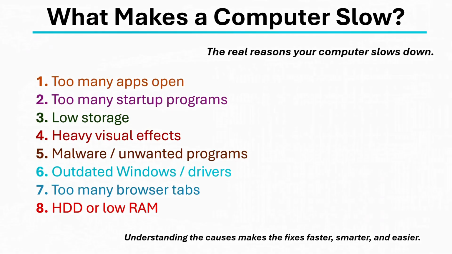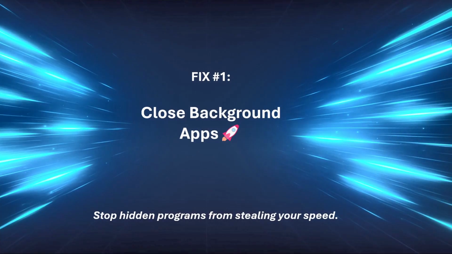Alright, then let's begin with fix number 1, close background apps. This is one of the fastest ways to make your computer feel lighter because some apps continue running quietly even when you are not using them.